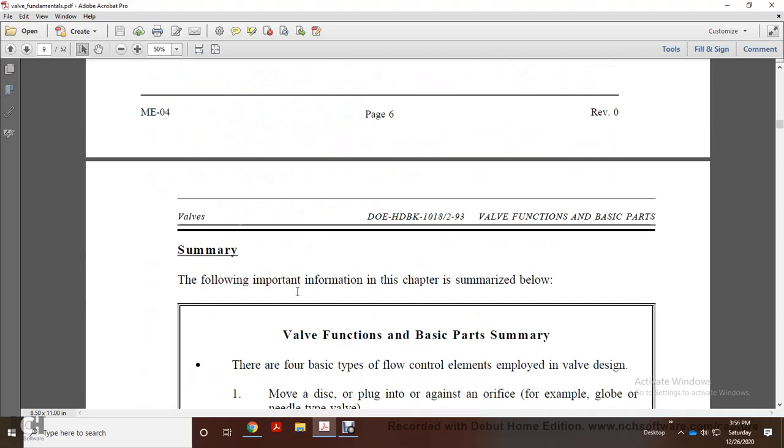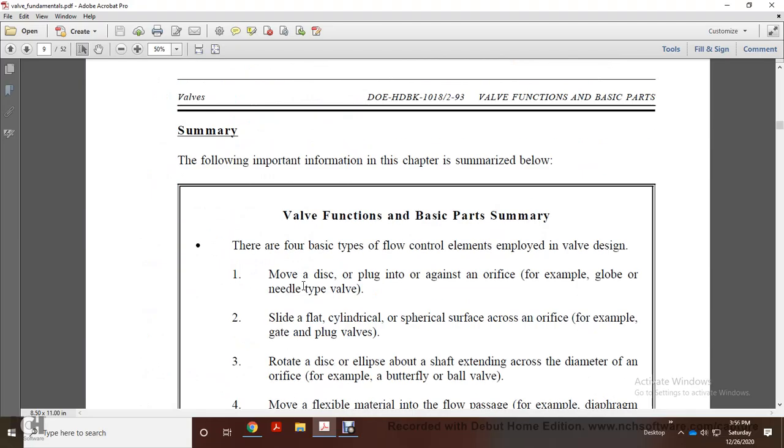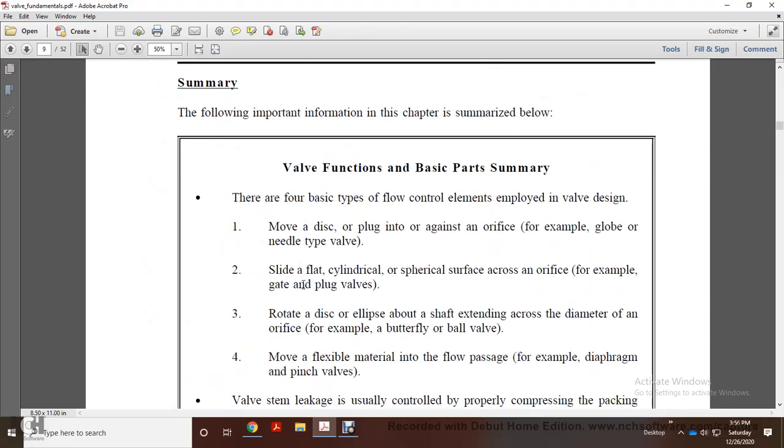Alright, your summary. The following is important information from the chapters below. The valve function basics part summary. The 4 basic types of flow control elements employed in valve design: move a disc or plug against the orifice, for example, the globe or needle type; slide a flat or cylindrical surface across an orifice, for example, a gate or plug valve; rotate a disc or ellipse with the shaft extending through the diameter of the orifice, for example, the butterfly or ball valve; and flex a material into the flow passage, as in the diaphragm or pinch valve.